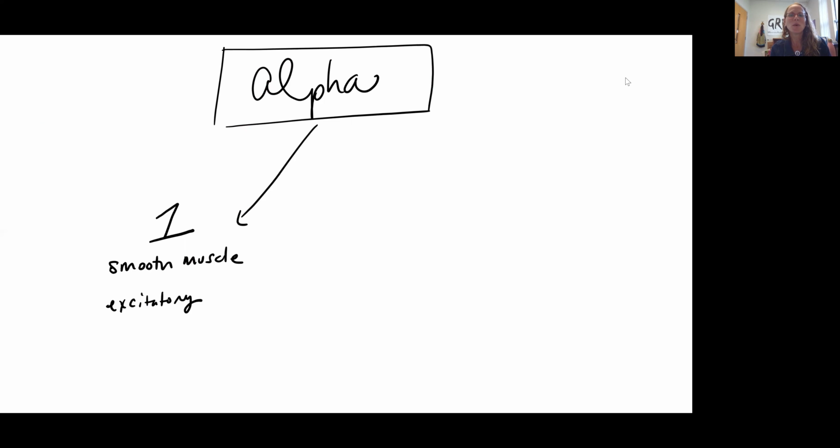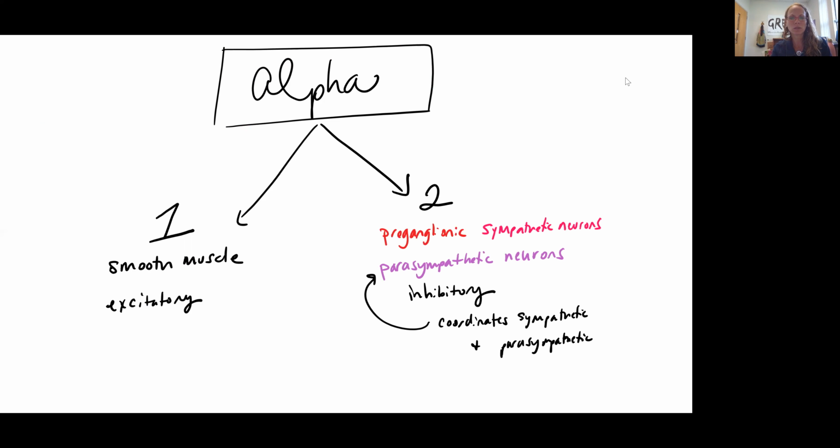Okay. Well, we're talking about our alpha and beta receptors. Let's look at alpha first. There are two different types of alpha receptors. So alpha 1 is often located on smooth muscle, and when your epinephrine binds to your alpha 1 receptor, this is going to excite your smooth muscle. So that's going to cause contraction of the smooth muscle.